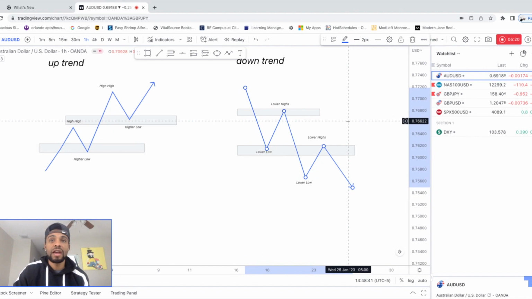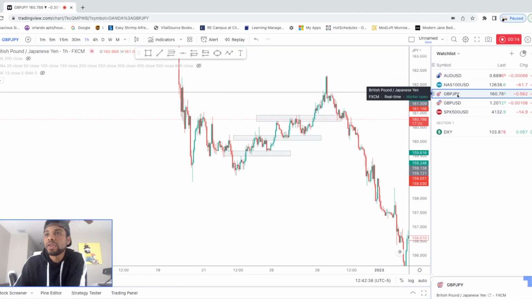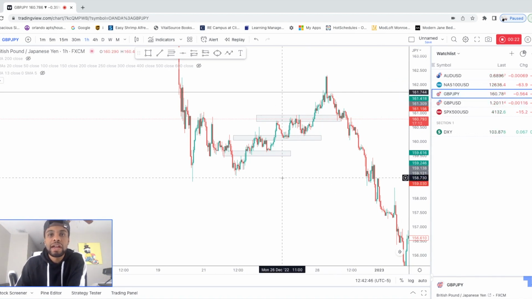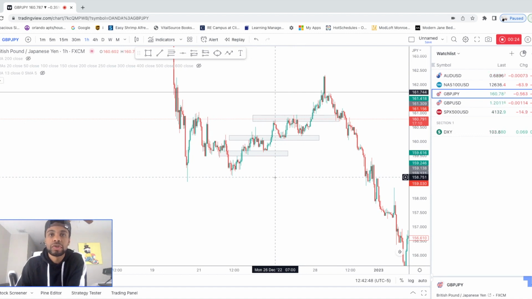So now that we have a basic idea of structure, lower highs and lower lows, and what makes a trend, let's go ahead and look at what it looks like on the chart. Here we have GJ, that's going to be Great Britain pound / Japanese yen. And here I have marked up a bullish trend.